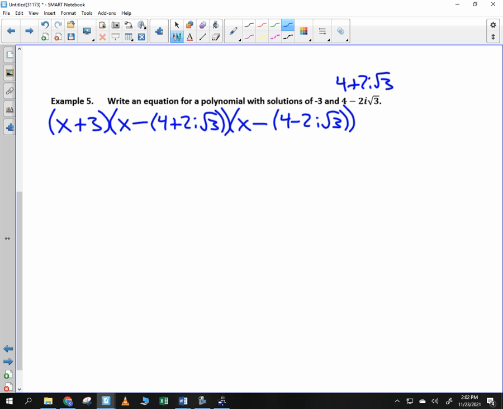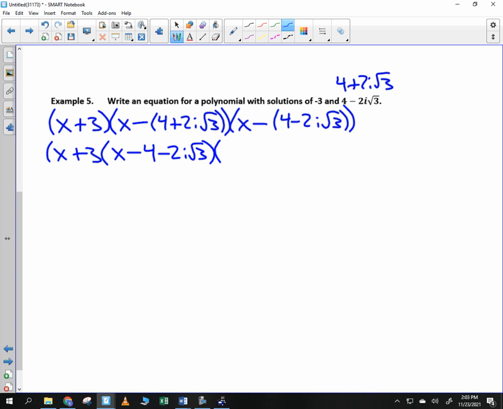Can everybody see how some students would switch one of the subtraction signs to a plus sign by accident? Most commonly made mistake in that situation. Please show good discretion there. So x plus 3, I'm going to distribute my subtraction sign. x minus 4 minus 2i root 3.